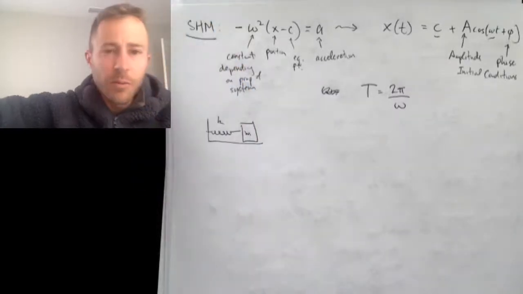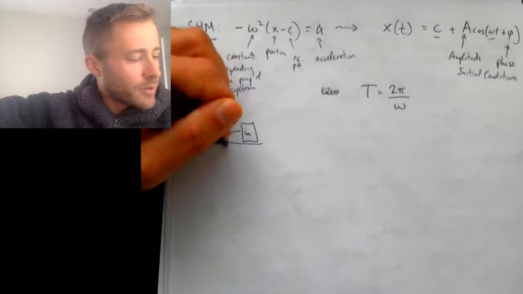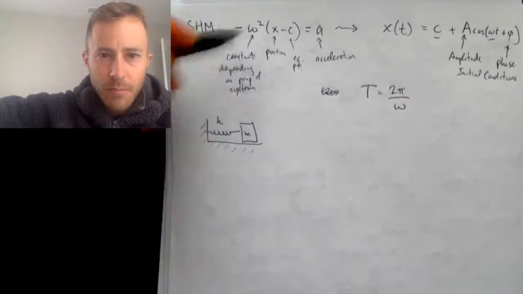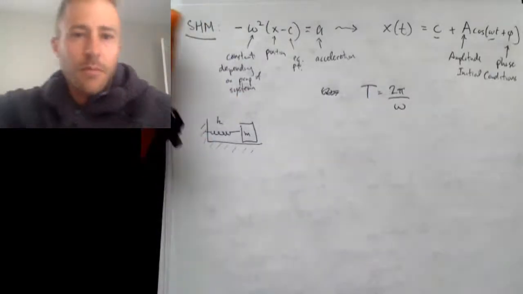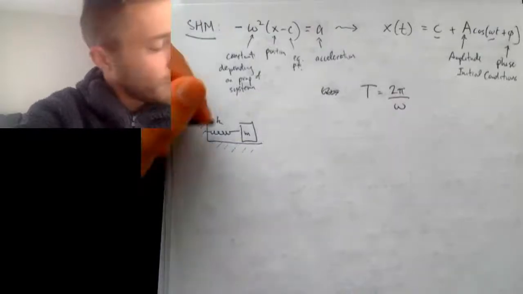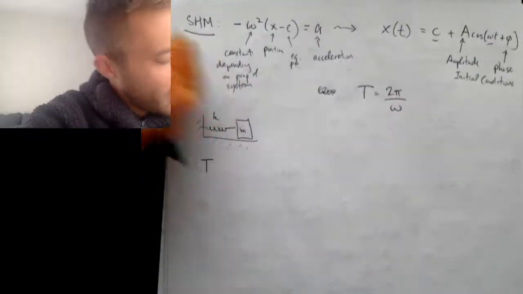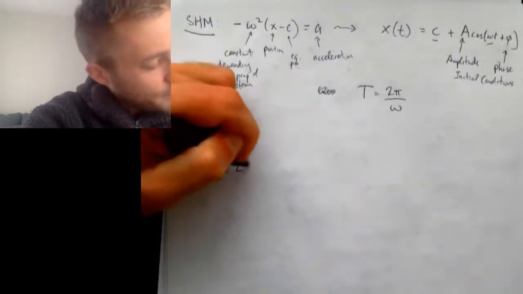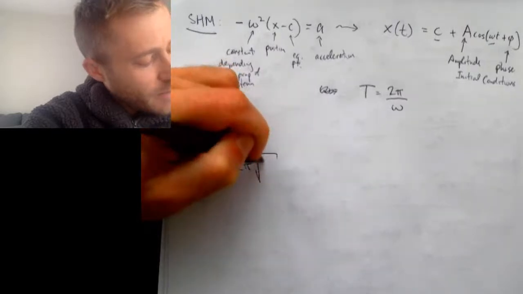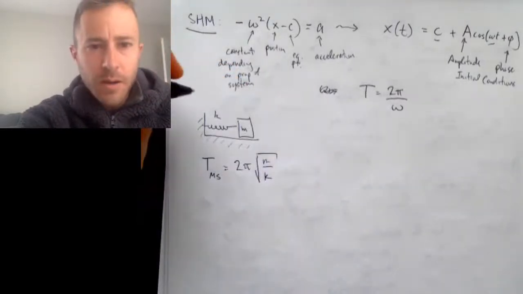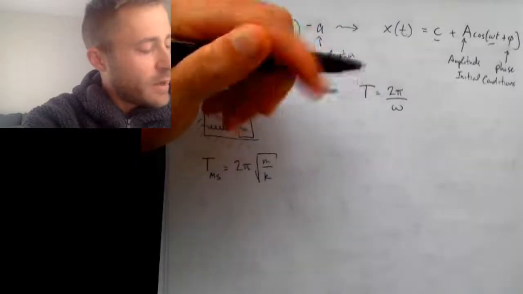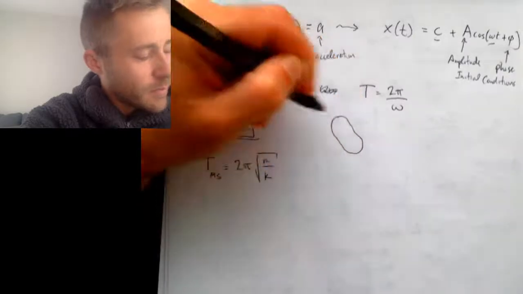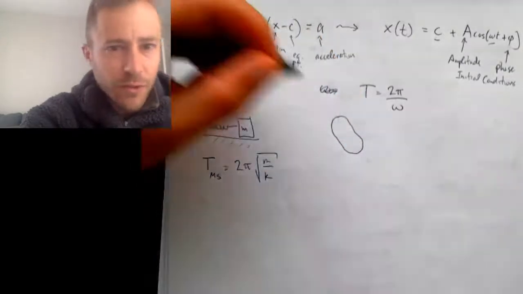Okay. And so for a mass spring system, we put the equation of motion in the standard form, and what we found is that the period is 2 pi square root of m over k. We also studied a physical pendulum.